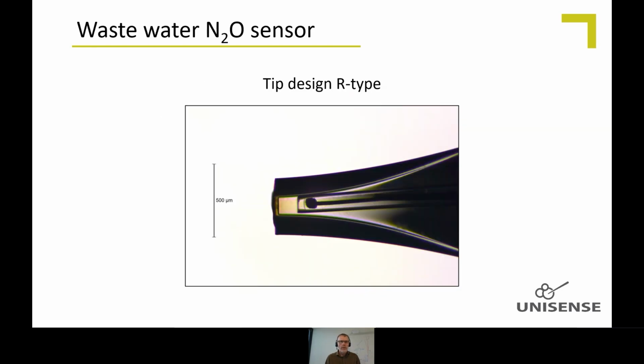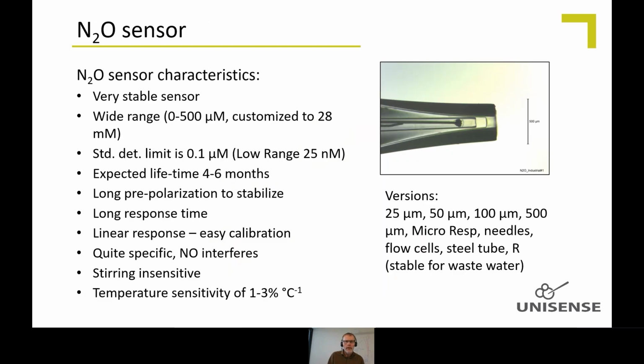We also do a more sturdy version of this for wastewater treatment plants, where the glass walls are thicker and the membranes are a bit thicker. It has a bit longer lifetime and slower response.